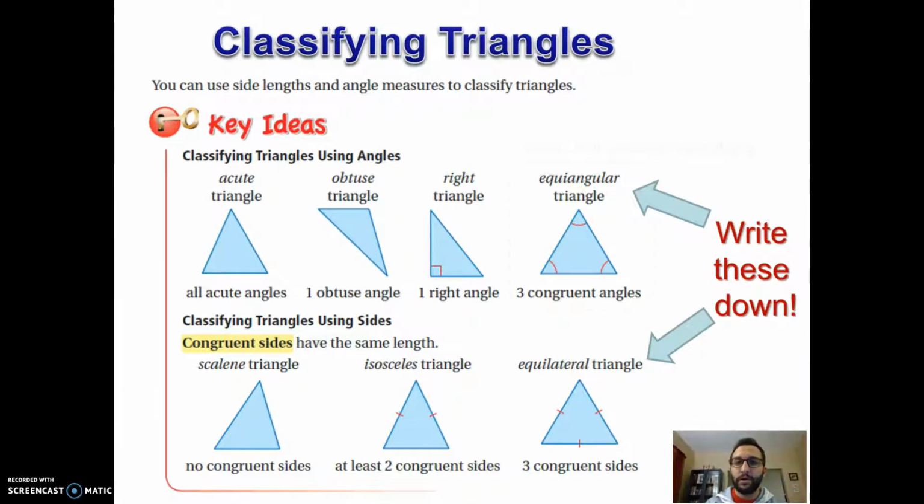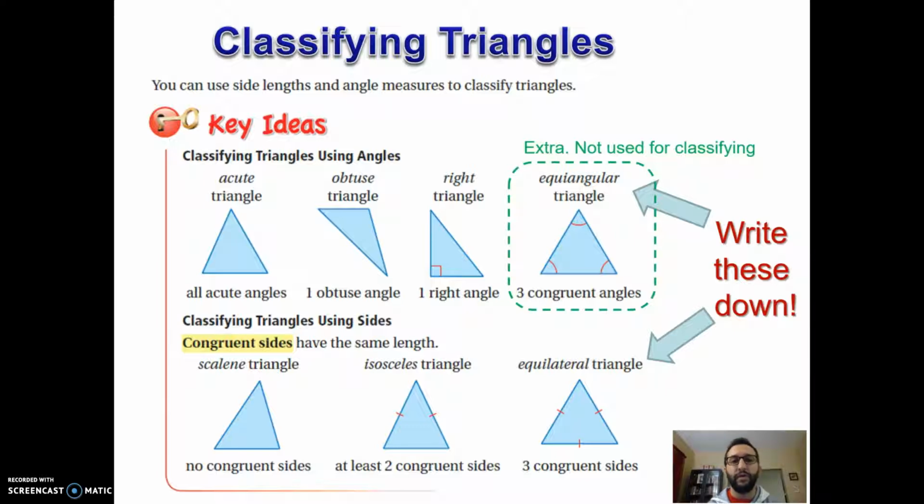When we're classifying triangles, this particular name, equiangular triangle, is an extra one. It's not used for classifying. So in essence, there's really only 3 names that we use to classify by the angles and 3 names that we use to classify by the sides.